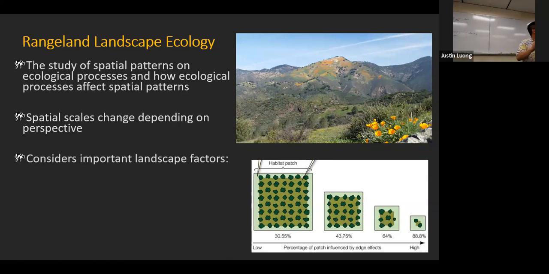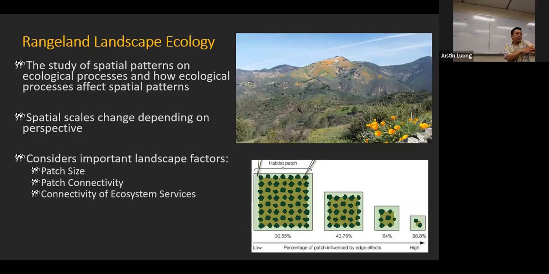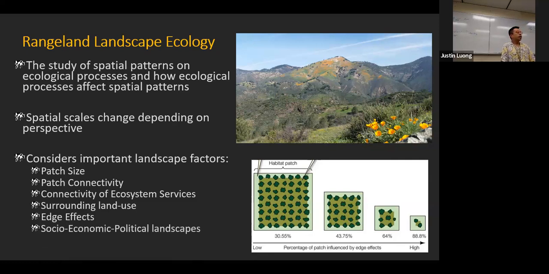Back to landscape ecology. So some important things to think about when you're thinking about landscape factors is patch size, of course. Ernesto will have hopefully talked a little bit about this when he went over some theory. Patch connectivity. We're going to talk a little bit more about this next. Connectivity of ecosystem services, which is also related to patch connectivity, also related to patch size. Surrounding land use. Edge effects is a very important concept that we'll talk about. And then also thinking about the socioeconomic political landscapes is really important, which people don't often think about.